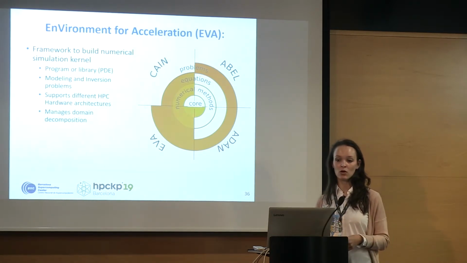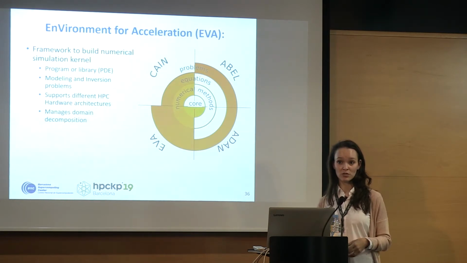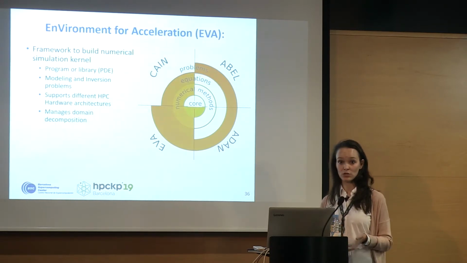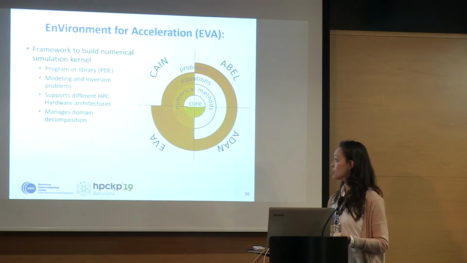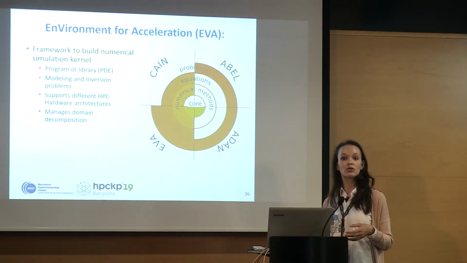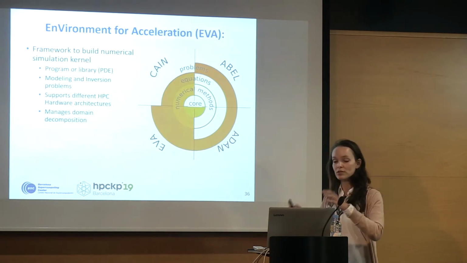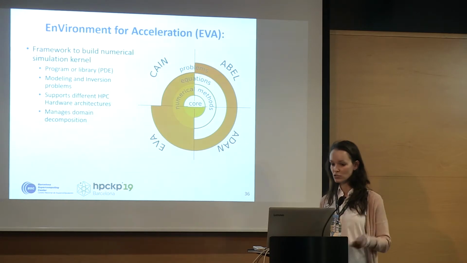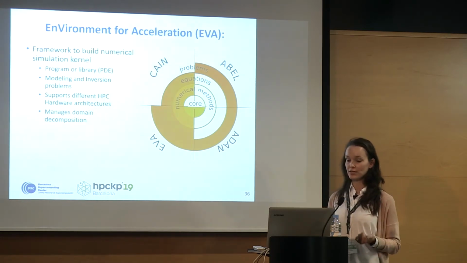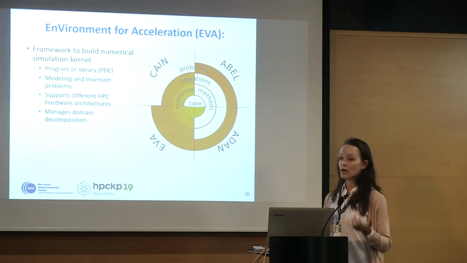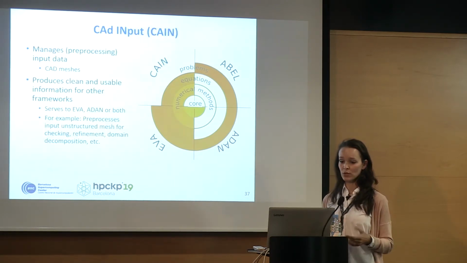EVA is our environment for acceleration, because as we saw, Voltas is a really nice target to look at when executing numerical simulations. So basically, EVA covers the 4 layers of the onion. So only with EVA you can test the whole layers. It has support for all the HPC architecture we have right now. It provides all the information for the modeling and domain decomposition. Then we have Cain.